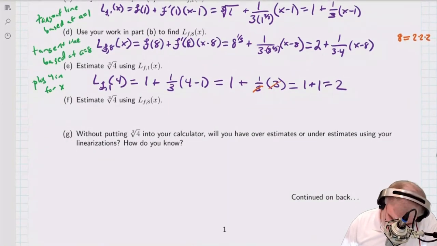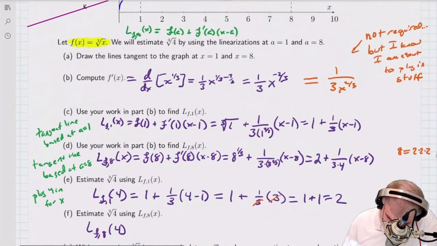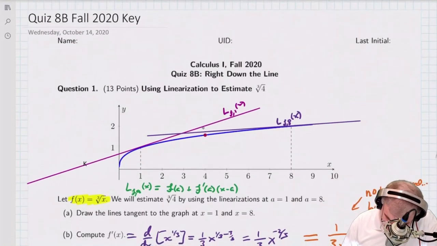Okay. And I do it again, but with the other number. LF8 of 4, which is going to be this y here. So that was this y. That's this y here.